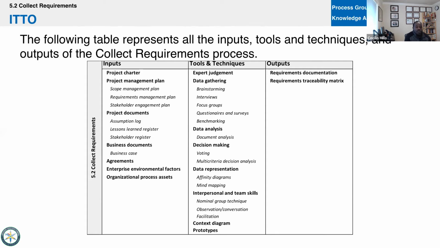All right, so here are the tools and techniques we're going to talk about when we collect requirements. There's a lot of them, and as you can see, we're taking outputs from the previous processes that we've already done. We're taking the charter, the project management plan, any contracts that exist, EEFs, OPAs, project documents we've created so far, and then the business case. We need to know the business case as well. We use different techniques of gathering data, right? We may interview folks, send out surveys, questionnaires, do things like that. We may analyze the data.